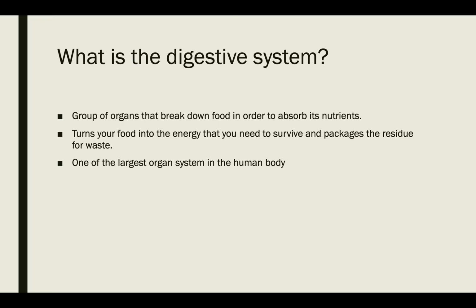The digestive system is one of the largest organ systems in the human body. It is also called the gastrointestinal tract, also known as the GI tract. And the GI tract is divided into the upper GI and the lower GI tract.